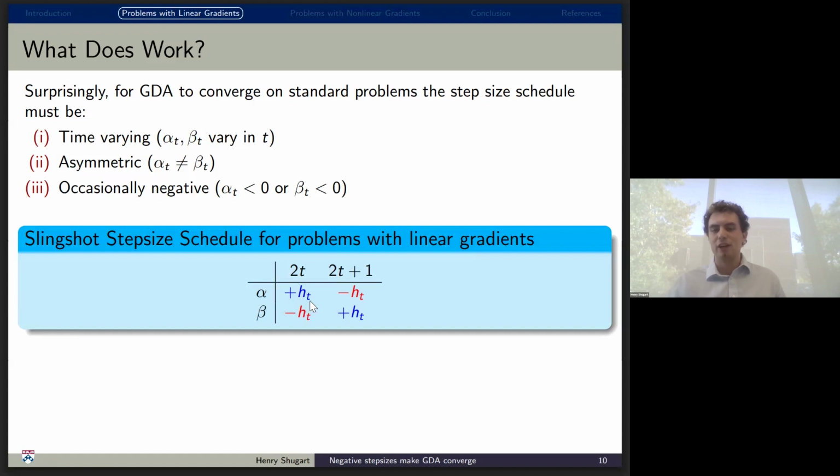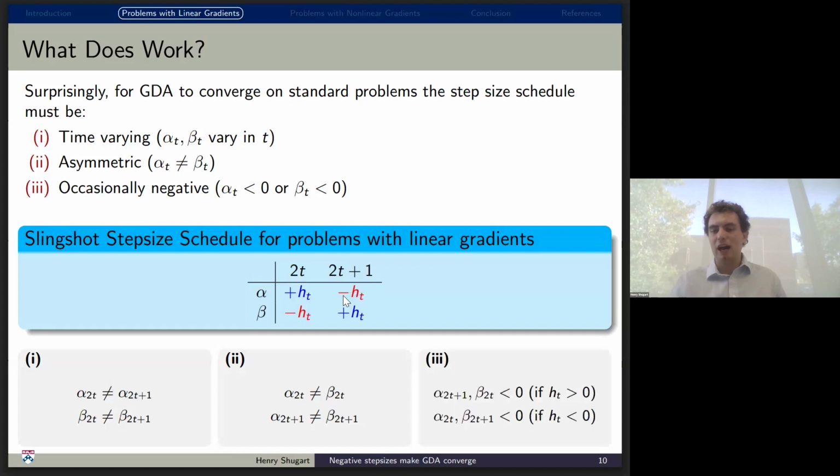So the next iteration, now the x player is going to take a positive gradient step in conjunction with the y player, and it's going to be of equal magnitude, only one parameter every two steps here. And just to make sure that it's time varying, alpha 2t does not equal alpha 2t plus 1, similarly with beta. It's asymmetric. Alpha t is taking a positive step, beta 2t is going to be negative, and it's also going to be occasionally negative. Half of the steps are going to be negative.